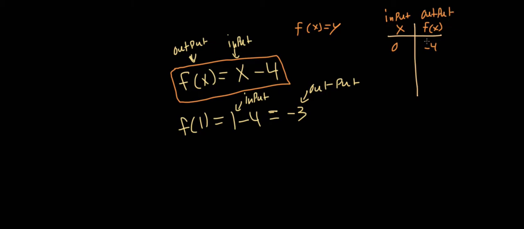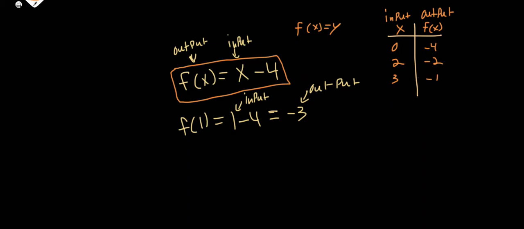All right, so from here, let's do a couple more points. Let's plug in 2. If we plug in 2 here, we get 2 minus 4, which is negative 2. So 2, negative 2. And for any input, we get one output and only one output. There's only one unique output that we're able to get, and that's what makes this a function. Let's do one more point. If we plug in 3, we get 3 minus 4, which is negative 1.